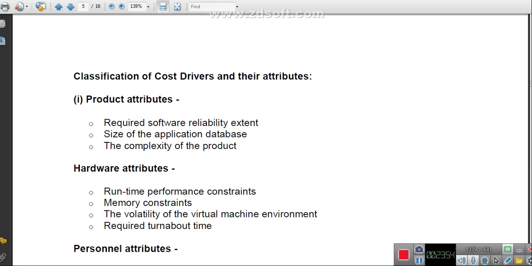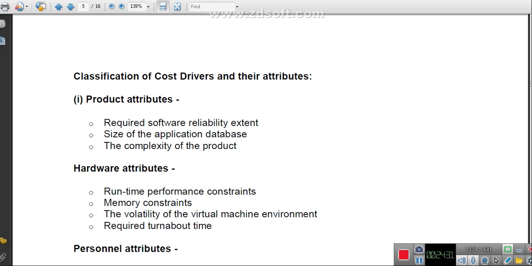अभी product attribute में क्या होता है? Required software reliability extent, size of the application database, उसमें database की size कितनी है, the complexity of that particular product. अगर product की complexity ज़्यादा है then the cost उसकी high हो सकती है. So this particular attribute affects the cost of that particular project. Means you can say the PM also affected, time also affected and efforts also affected if you focus on this particular product attribute.